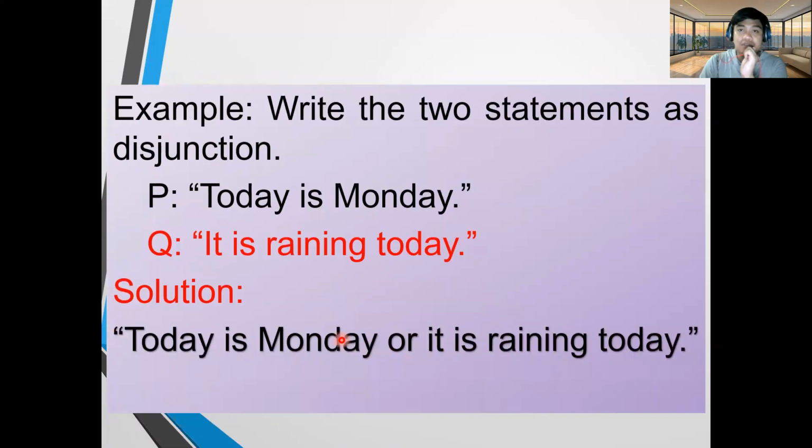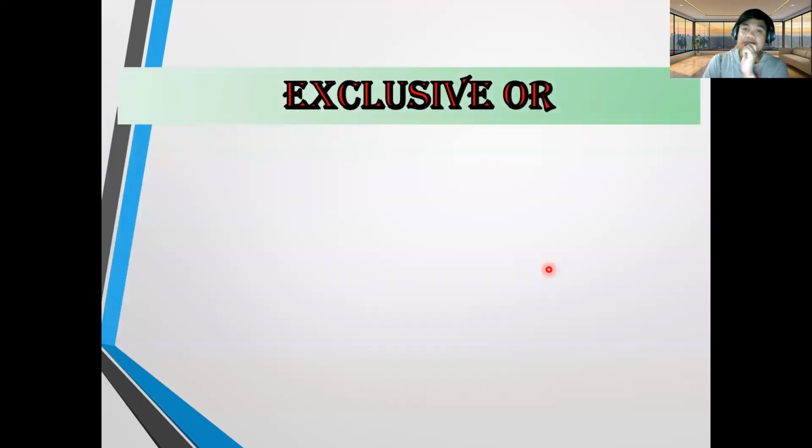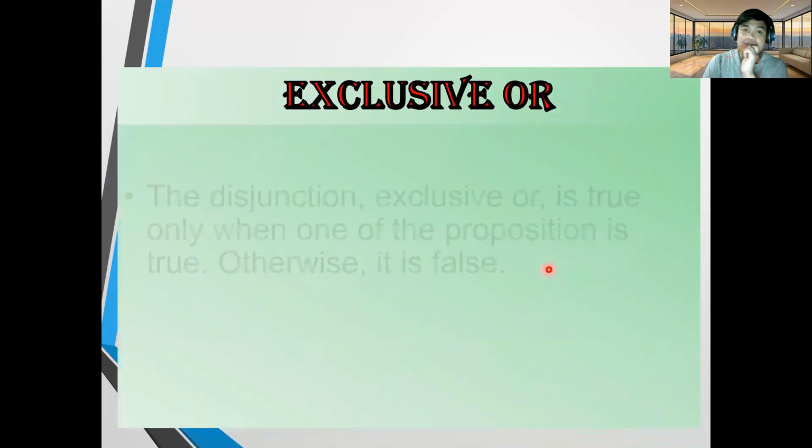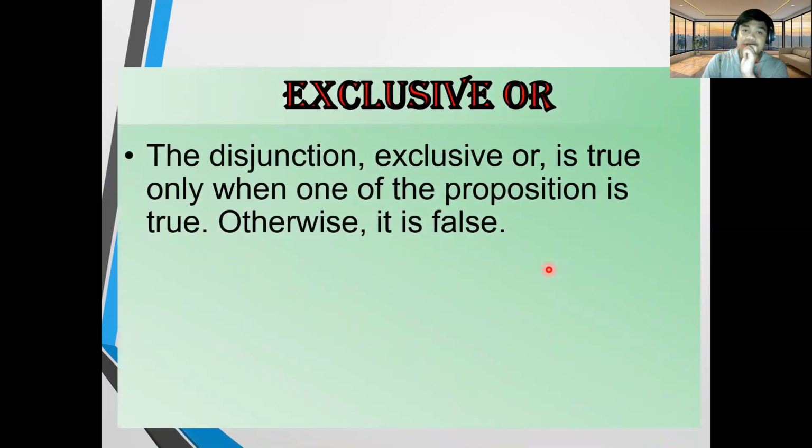So example, write the two statements as disjunction. Today is Monday and it is raining today. The solution will be: today is Monday or it is raining today. Remember, when we say conjunction, it is and, and if it is disjunction, it is or. So exclusive or, so another operator, exclusive or. When we say exclusive or, the disjunction exclusive or is true only when one of the propositions is true. Otherwise, it is false.